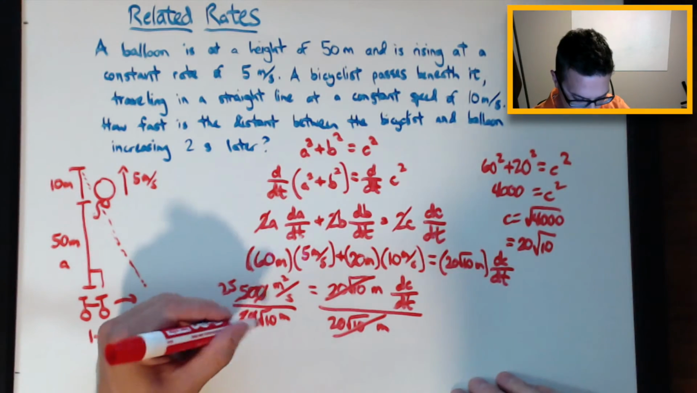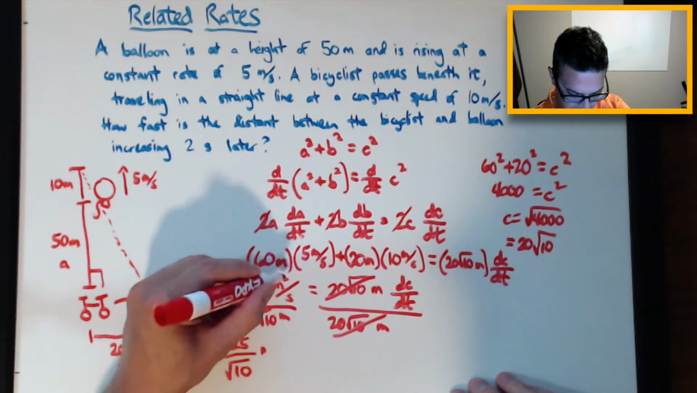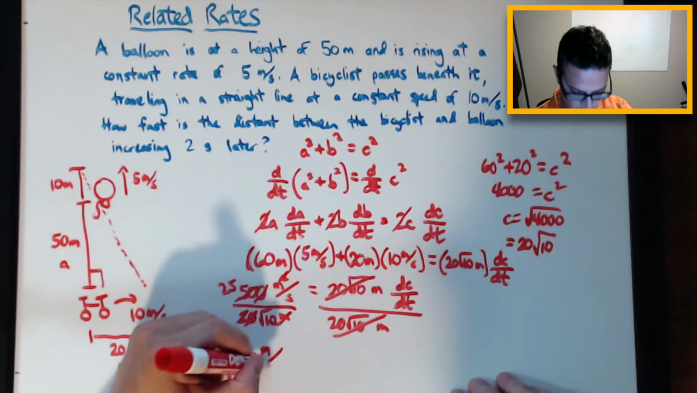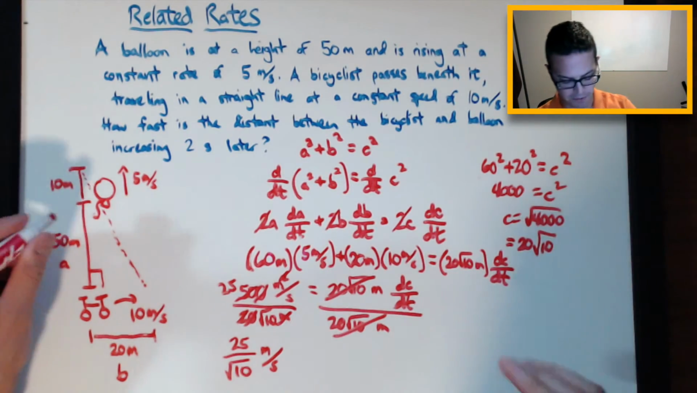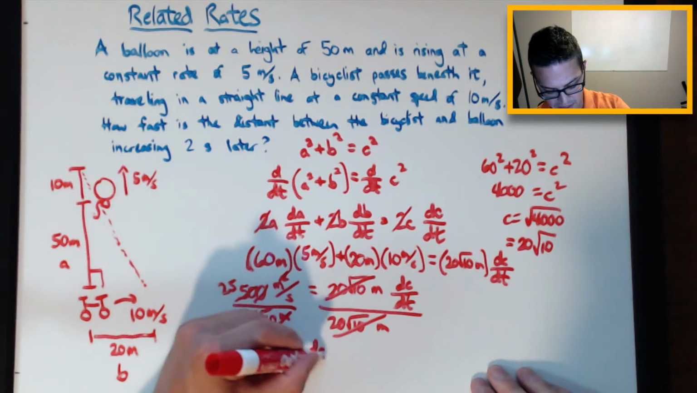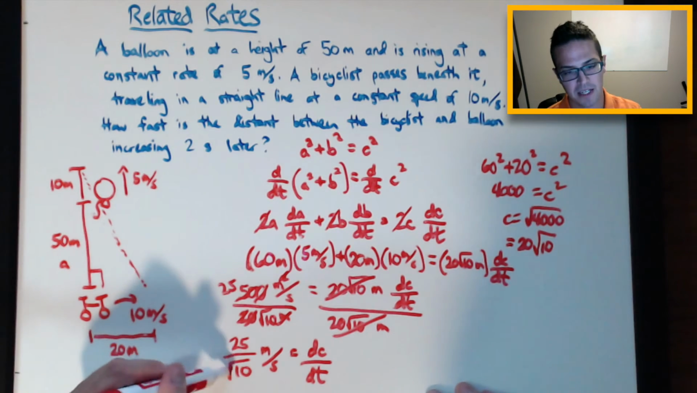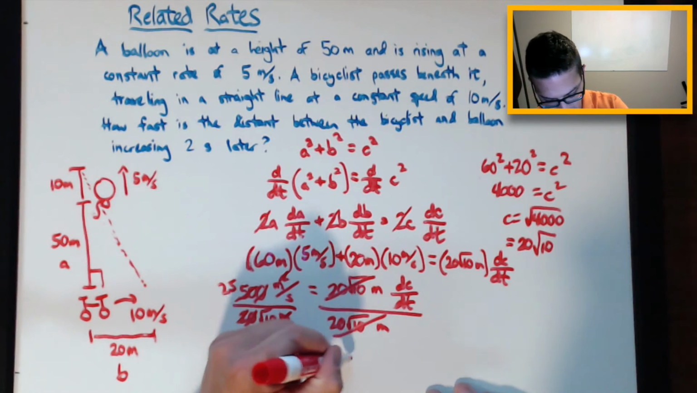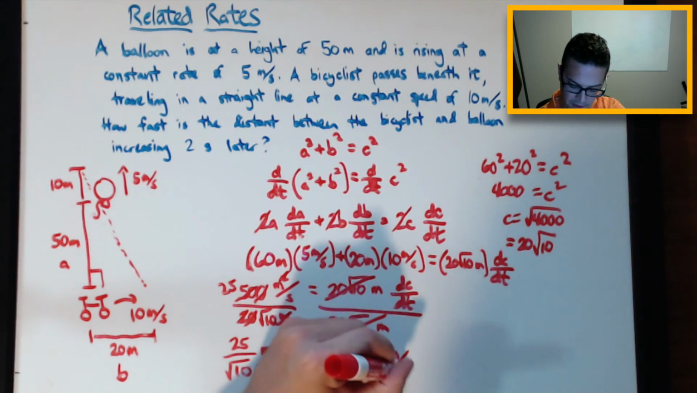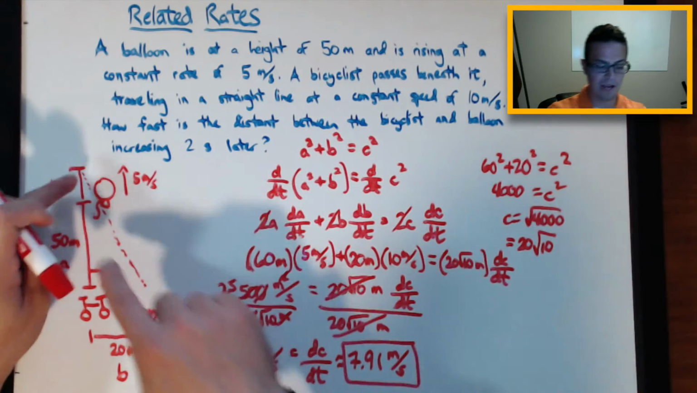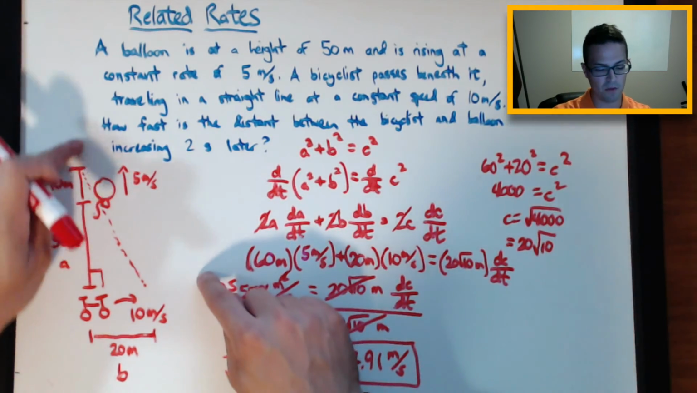So then you end up with 25 over root 10, and the meters are going to cancel here, so you have meters per second, which makes sense. Your rate of change should be meters per second because it's how many meters it's changing for every 1 second, is equal to our dc over dt. Now, since this is a real world problem, we're not going to keep this in terms of a square root of 10, so this dc over dt is going to simplify to the following: 7.91 meters per second. So that is the rate at which the distance between this balloon and this bicyclist is increasing as the bicyclist goes this way and the balloon goes this way.